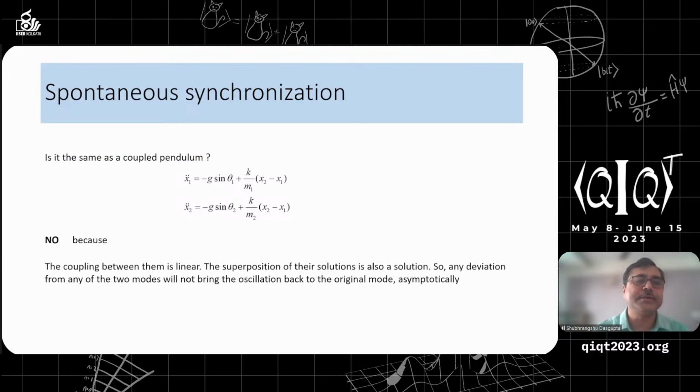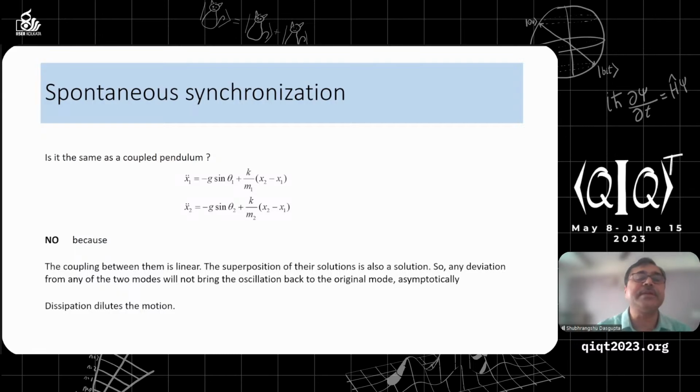I would say no, because the coupling between them is linear. And that is why the superposition of the solutions of these two equations is also a solution. That means if we do not start with the in-phase mode, let's say we start with a mixed superposition state of the in-phase and out-of-phase modes, it will not come back to the original mode. It will never end up with a common oscillation at the end of the day. If it is in the in-phase mode, it will remain so. If it is in the out-of-phase mode initially, it will remain so. And if it is in a superposition state, then it will have some kind of Rabi oscillation, a kind of energy exchange between the two modes. Asymptotically, it will not end up with a common mode.